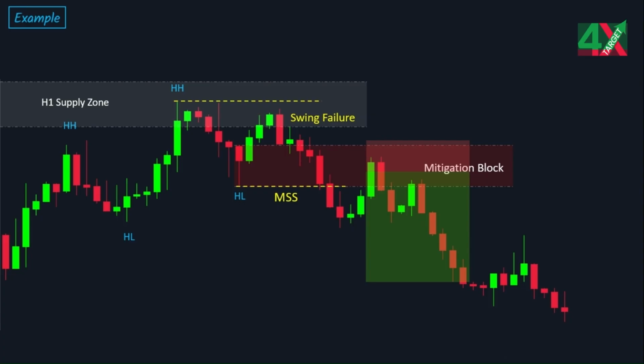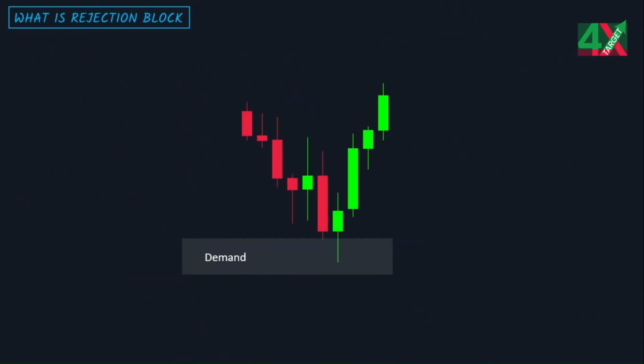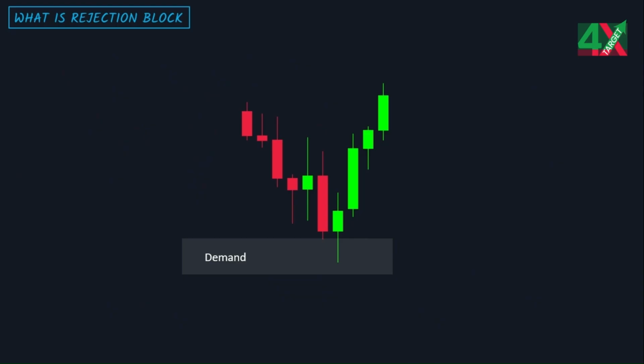With that covered, let's shift our focus to the next concept. A rejection block refers to a price area where the market attempts to break a key level but is aggressively rejected, leaving behind a prominent wick or shadow on the candle. This rejection shows that price was not accepted beyond that zone, signaling strong opposition from smart money or institutional participants.